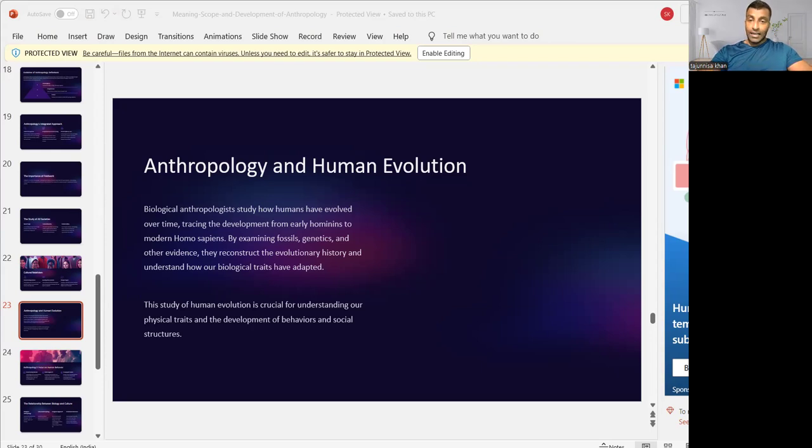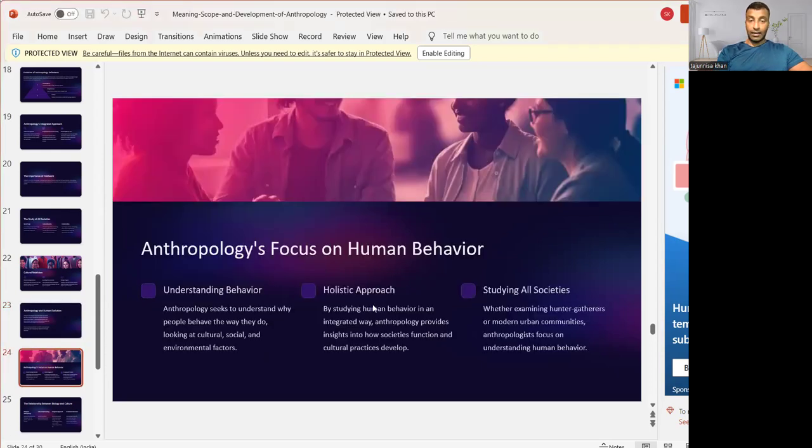So why is the study important? This actually helps in understanding not only your physical traits, how you look, but also why you behave like this and how your social structure has developed over a period of time. Okay. Now, I told you already, anthropology is also connected with psychology. So this is the next slide. Try to understand the behavior, and that's why you can consider there is a psychology element also to it.